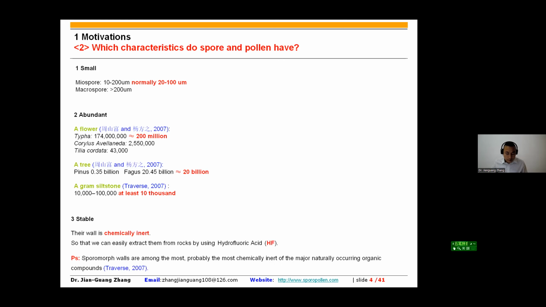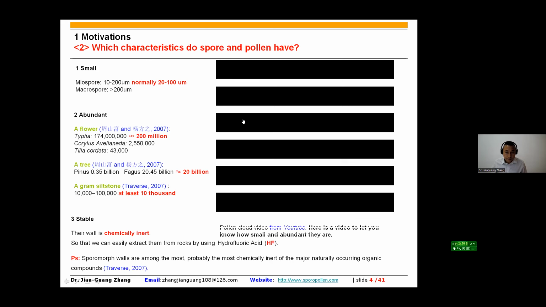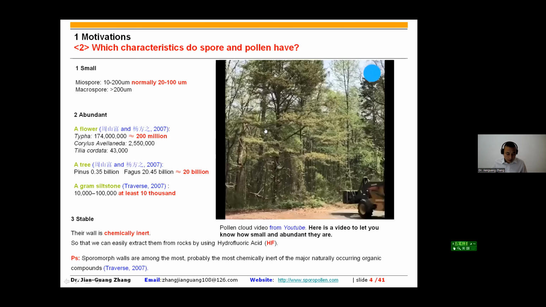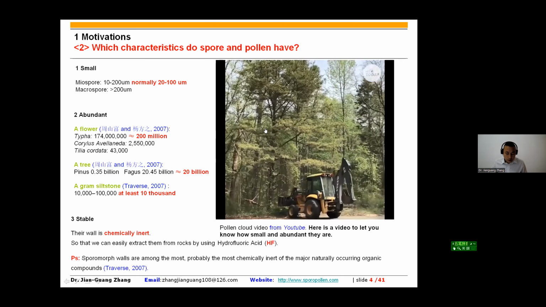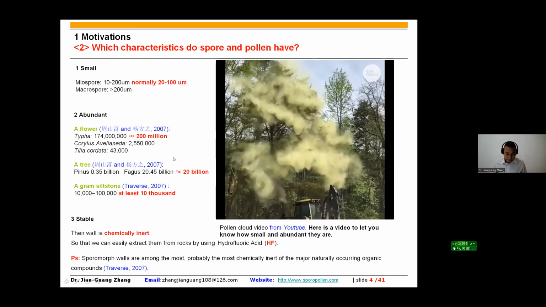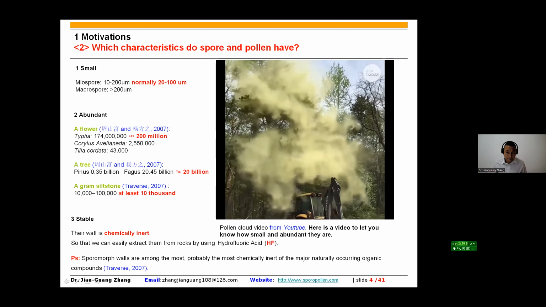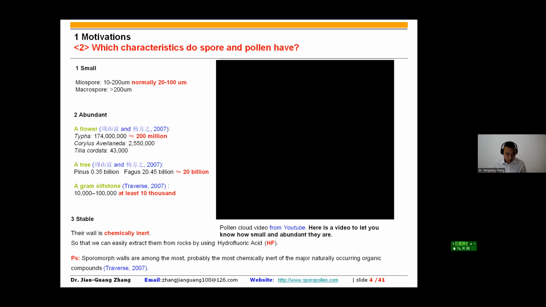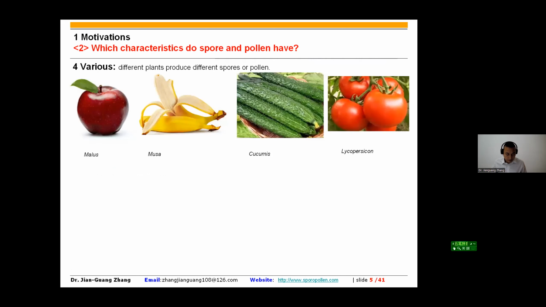Thirdly, they are stable. Their wall is chemically inert so that we can easily extract them from rocks by using hydrofluoric acid. Here is a video to let you know how small and abundant they are. Finally, they are various. Different plants produce different spores or pollen.